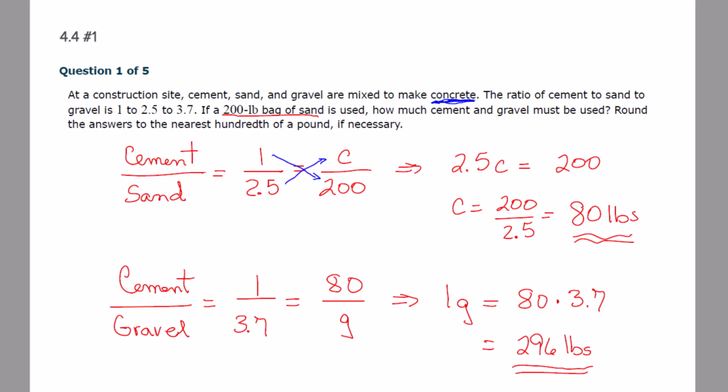All right, well, let's see. I know now cement is 80, and I know the ratio from cement to gravel is 3.7. So I set up a new ratio, G for gravel. Cross multiply, oh, that's nice. 1 times G is just G. And I've got 3.7 times 80. And 3.7 times 80 is 296 pounds. And so that's the amount of little tiny rocks that we need to mix together to make concrete.